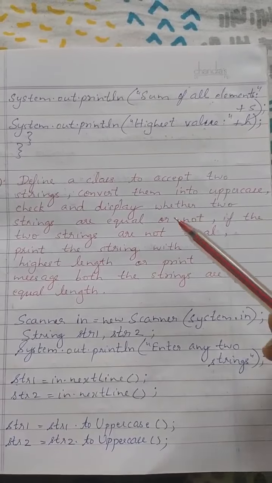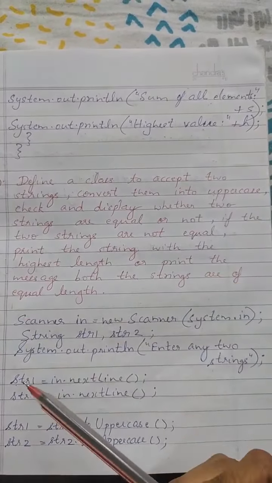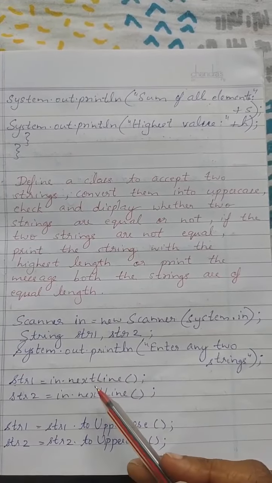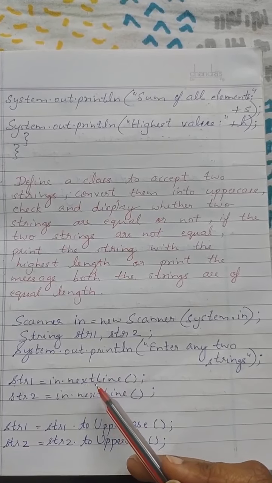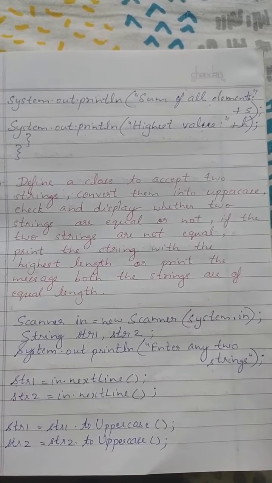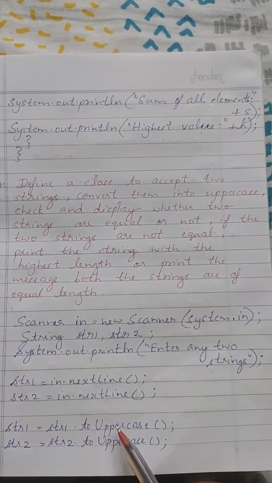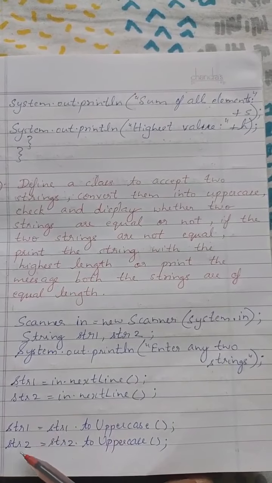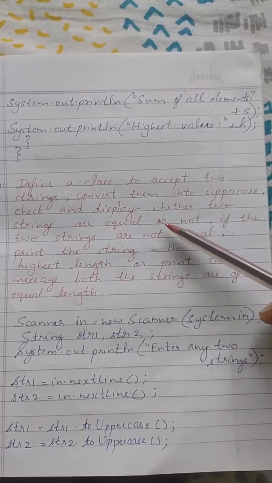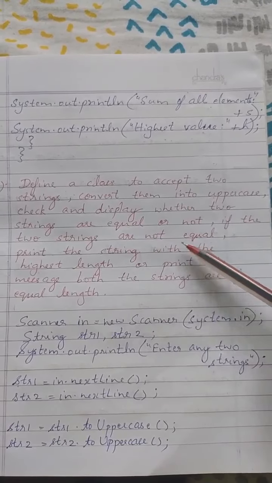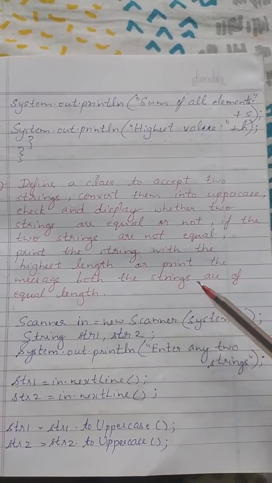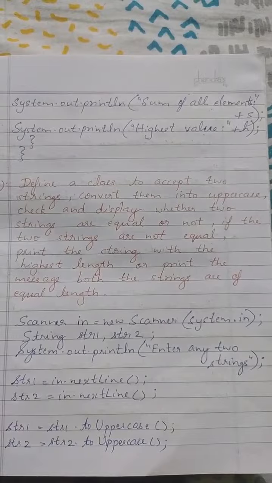So you will get the sum of all elements and the highest value in the array. Next program, define a class to accept two strings. So here I am using these two variables and I am accepting all those values by using next line function, and you have to convert them into uppercase by using which string function? To uppercase. So I am converting both strings into uppercase, and you have to display whether two strings are equal or not. If the two strings are not equal, print the string with the highest length, or print the message both strings are of equal length.